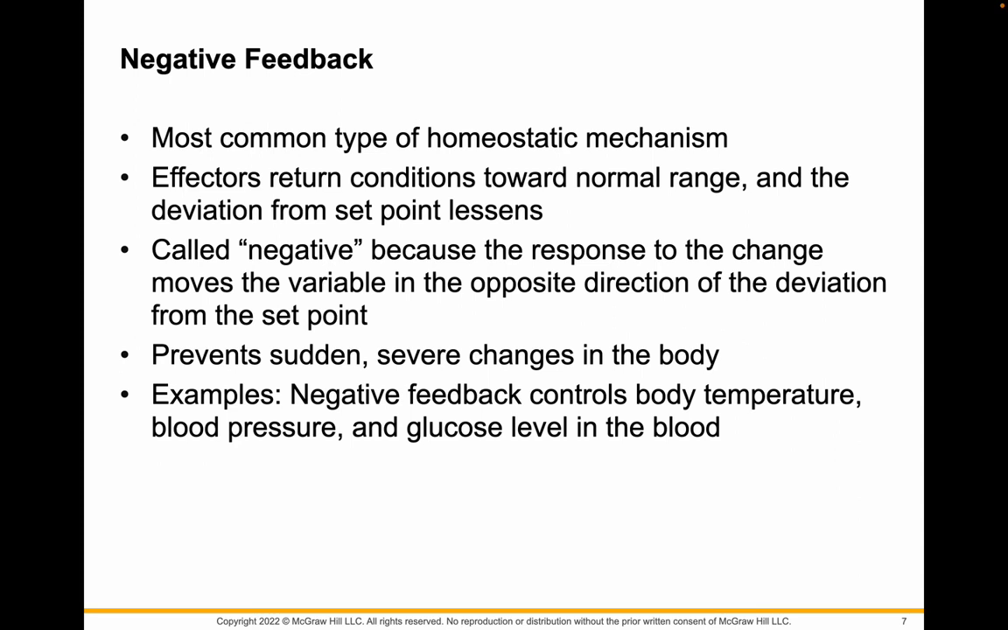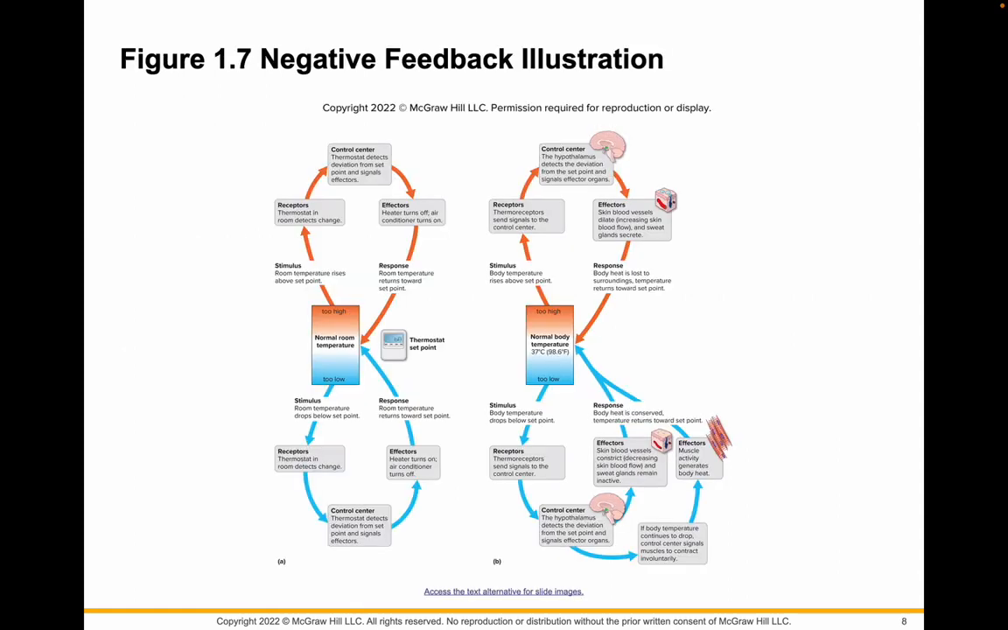Now, this is the common homeostatic mechanism, is negative feedback, where we are going in the opposite direction from the change in the environment. And so this can be body temperature, blood pressure, levels of everything in the blood pretty much. And then here's a graphic of negative feedback, comparing it to the thermostat in your house and the thermostat of your body.